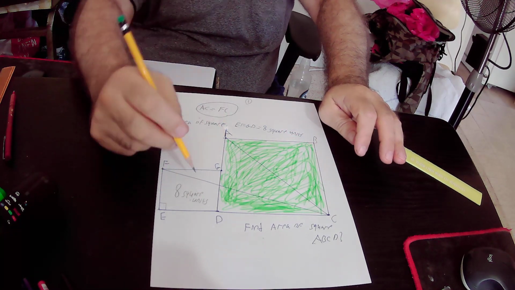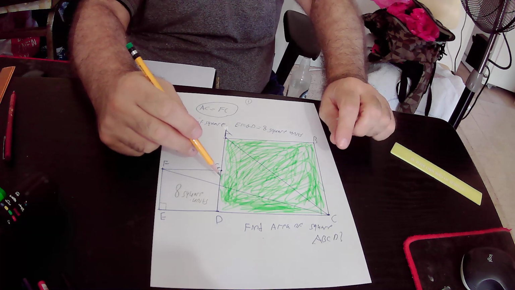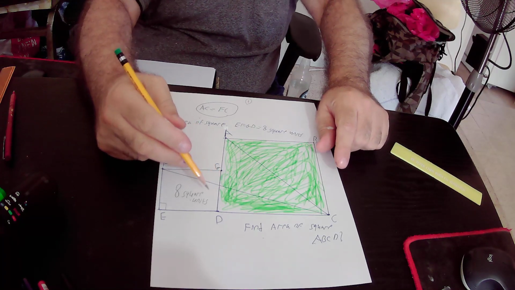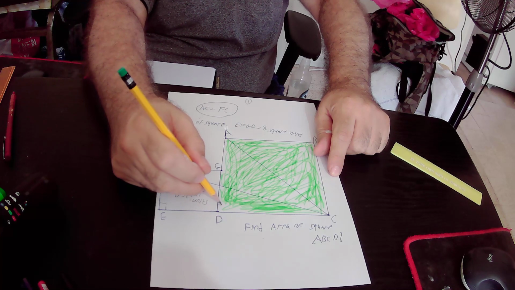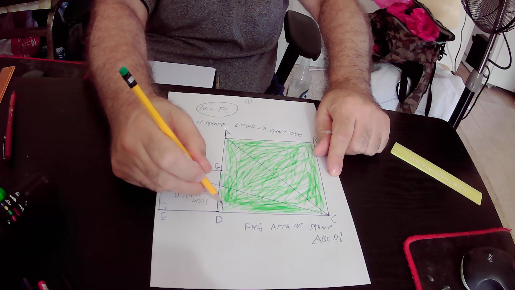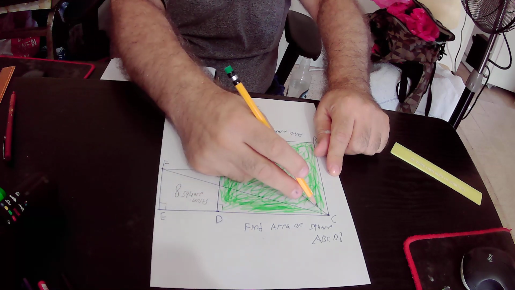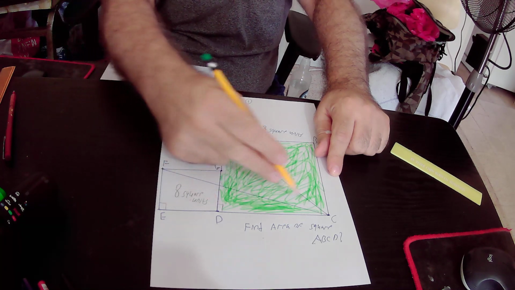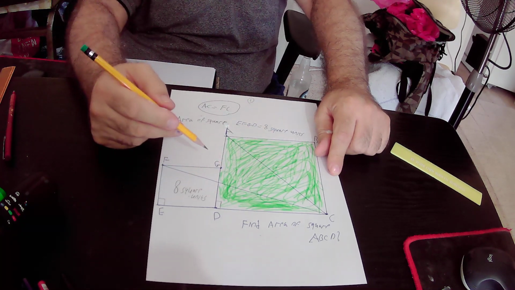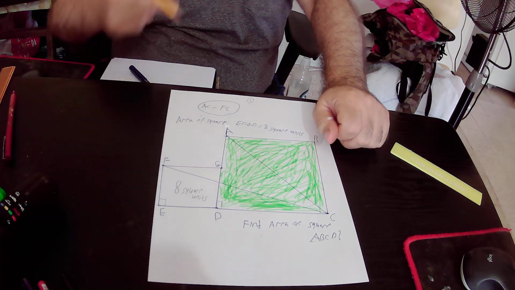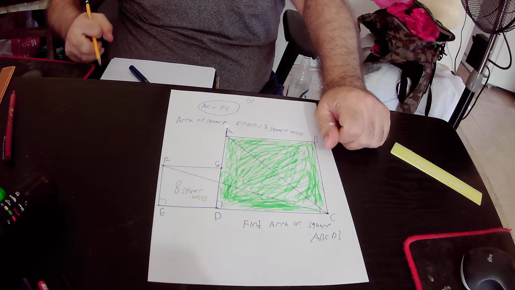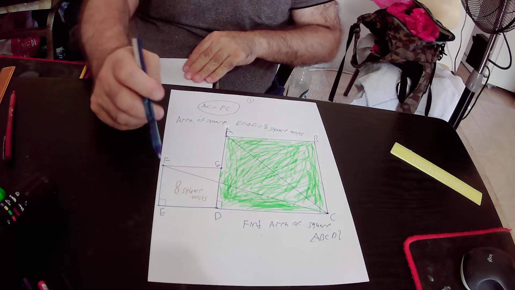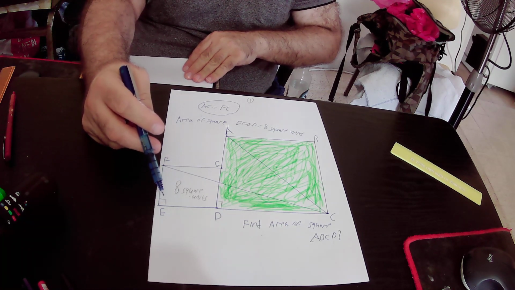And also all the inside angles of square ABCD are equal to 90 degrees. They are right angles. For that reason, angle ADC is a right angle. Therefore, triangle ADC is a right triangle. So we will relate to the right triangle EFC.